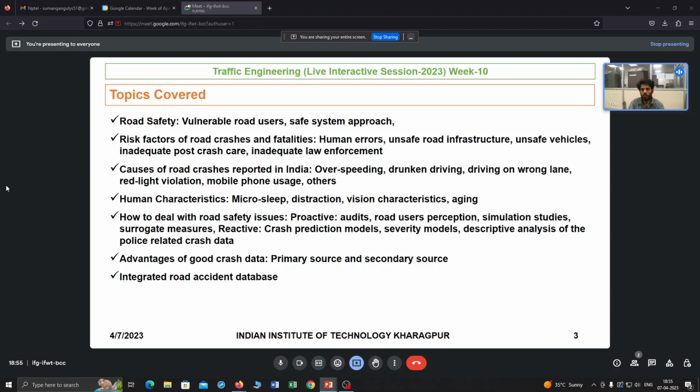Now, based on the global investigation, there is a globally funded World Bank project regarding road crashes in India, as well as other low and middle income countries, which are called LMIC countries, regarding why over speeding is happening.